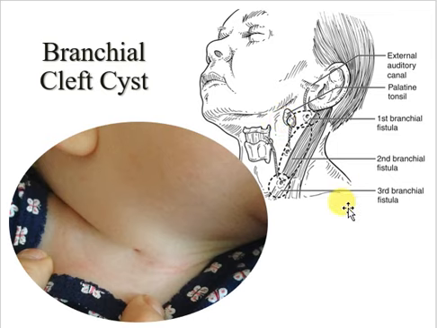Now, the patient I worked with had the third branchial fistula. So hers was more of a hole situated more towards the superior aspect of her clavicle. But there are some individuals who can have this occur with the first branchial fistula. And again, it's just the failure for those to fuse or obliterate during embryogenesis.